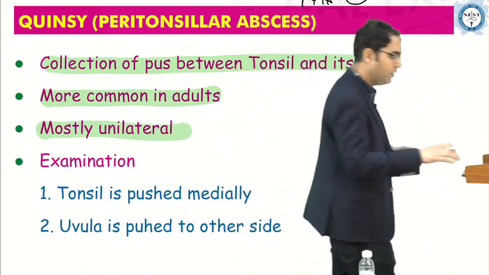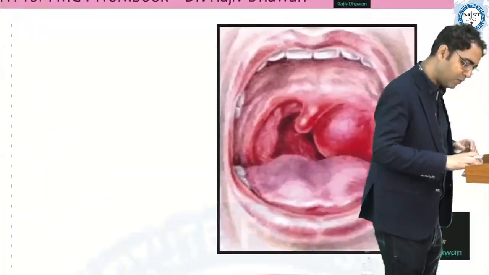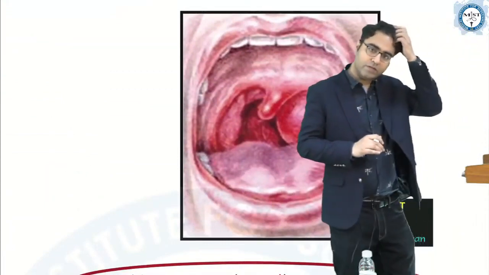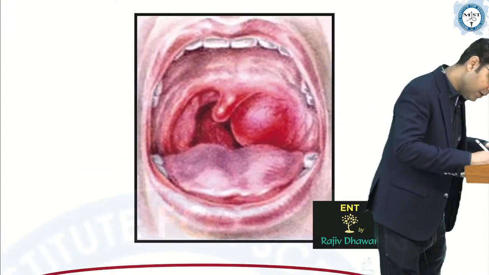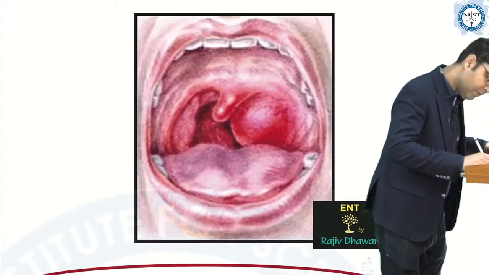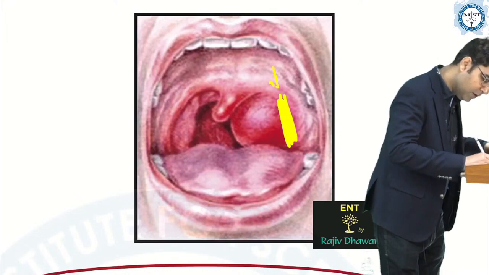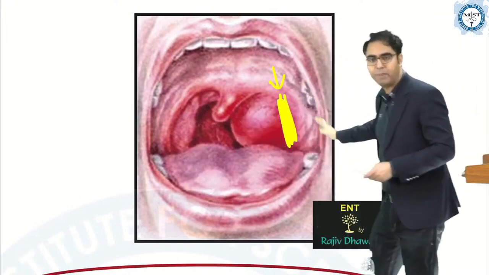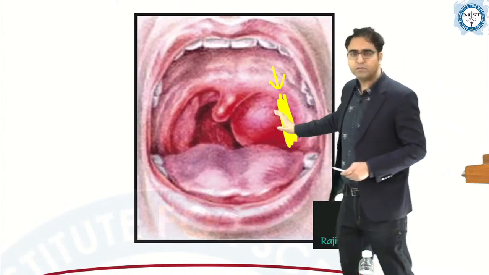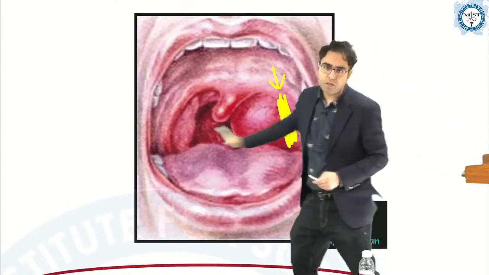Okay. Now let me show you how the abscess looks. Everybody look at the screen. This is the abscess. Please see, where is the pus? The pus is in this space. This is the pus. It's a collection of pus between the tonsil and its bed. Don't you think this pus is going to push everything to the other side?